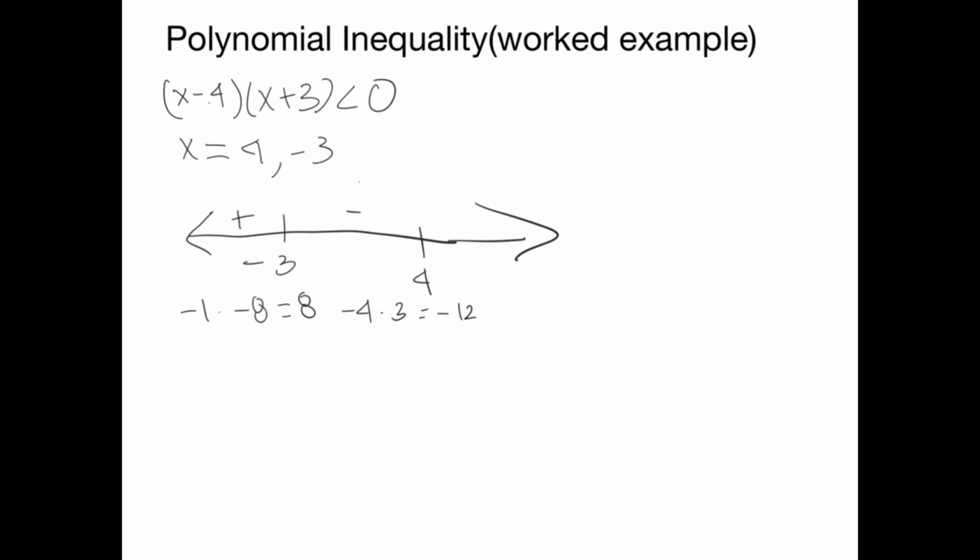And then let's try a number greater than 4, and we can do 5. So 5 minus 4 is 1, and 1 times 5 plus 3, which is 8. So 1 times 8 equals 8. That's a positive. So the question asks for when is (x - 4)(x + 3) less than 0, and that's when it's going to be negative.